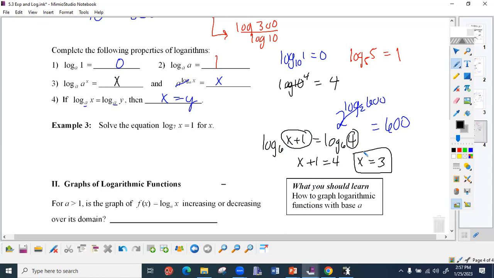Okay, it's the same thing that you learned about exponents. If the bases of your exponents are the same, all you're doing is taking your powers and setting them equal to each other.